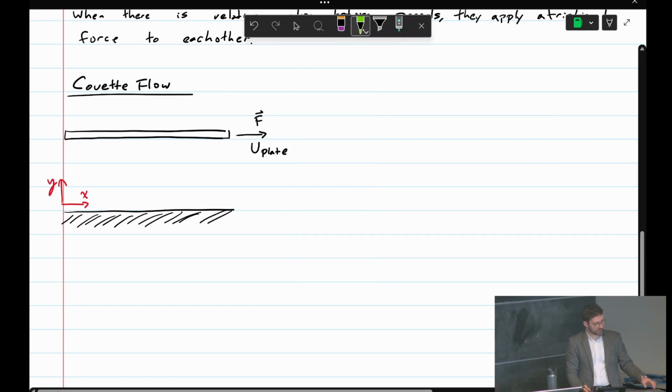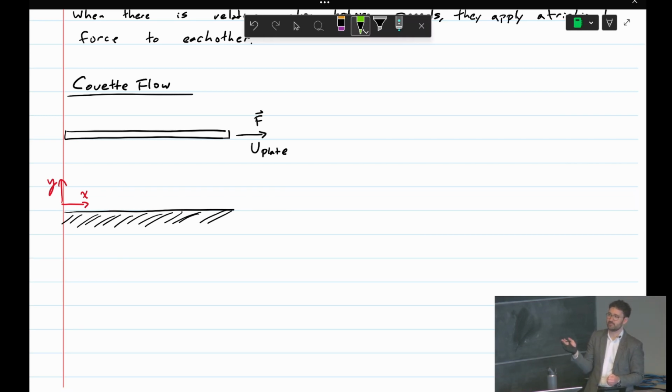Okay, so we have this coordinate system. We're pulling the plate in the x direction, and there's a fluid in between these plates. So you remember from tutorial 1, we talked a little bit about the no slip condition. This is where it's going to come into play more.